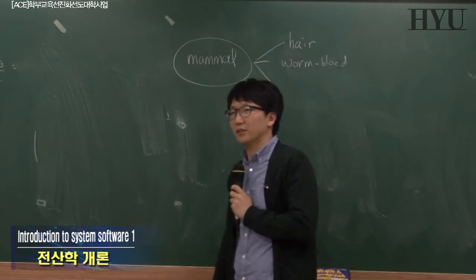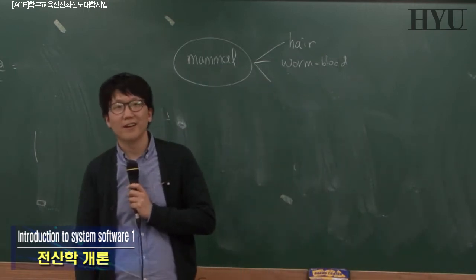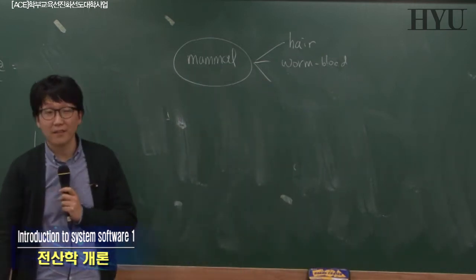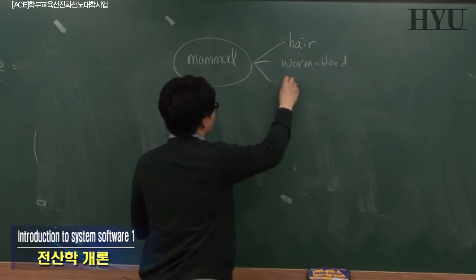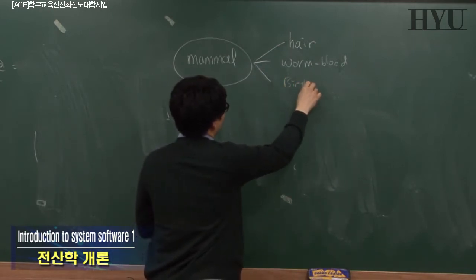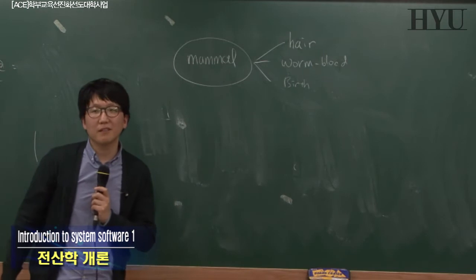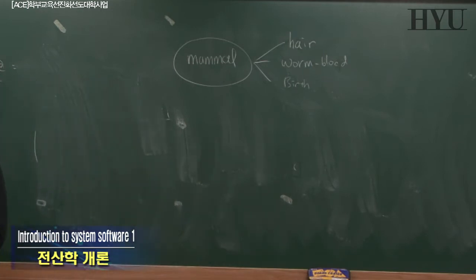What are the other characteristics? Giving birth. Right? Birth. These are the few common characteristics between human beings and all the animals in the mammal class.